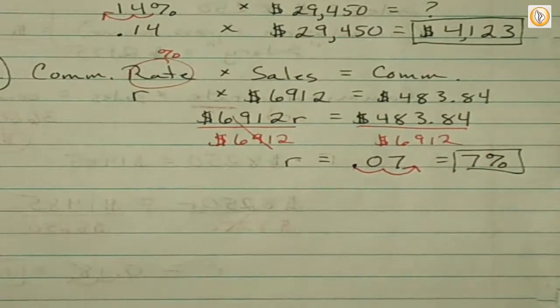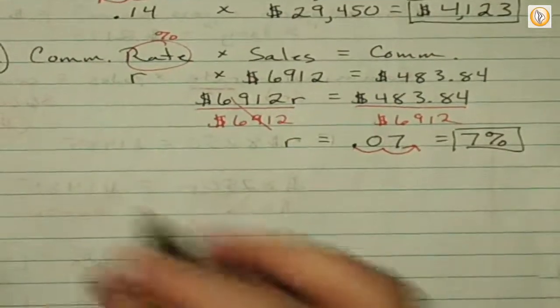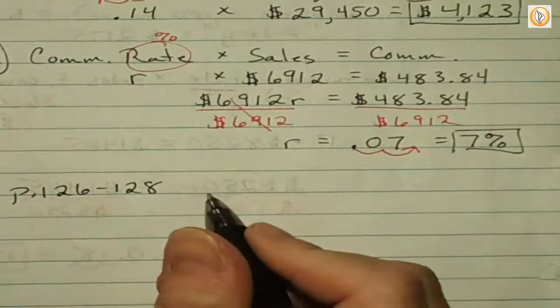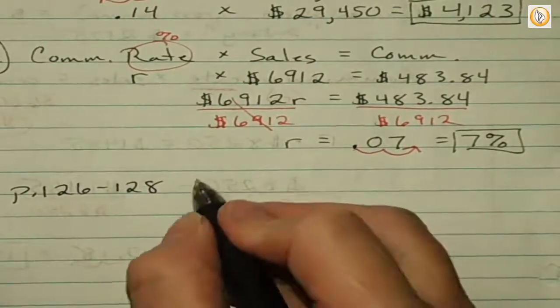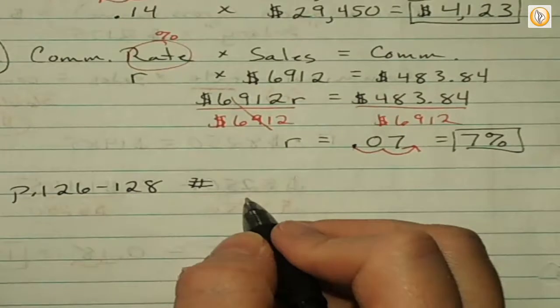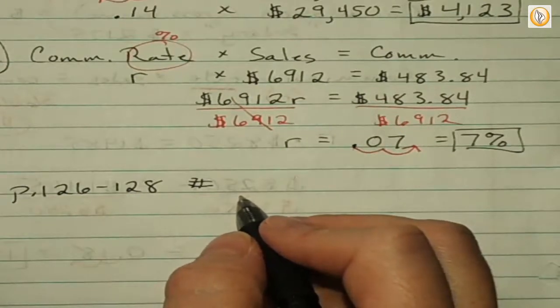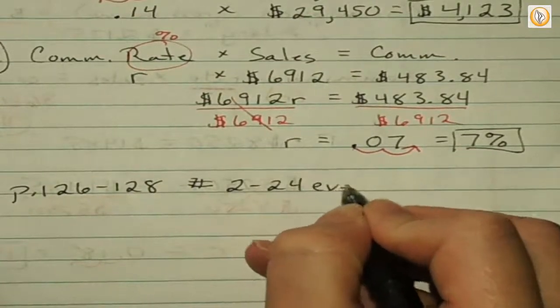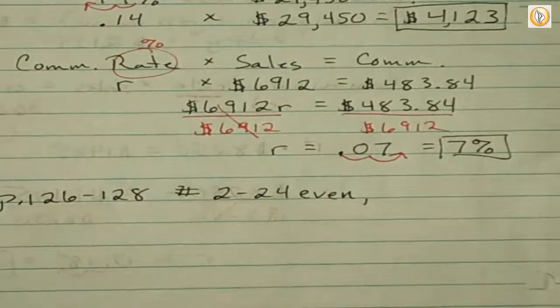You find the formula that we talked about, and you plug in the information. Do you think you can handle it? Sure. Yeah, I think you can. All right, let's try it. Page 126 to 128. You're going to do numbers 2 through 24, even, and I won't make you do any of the ugly stuff on the other page. I'll be nice.